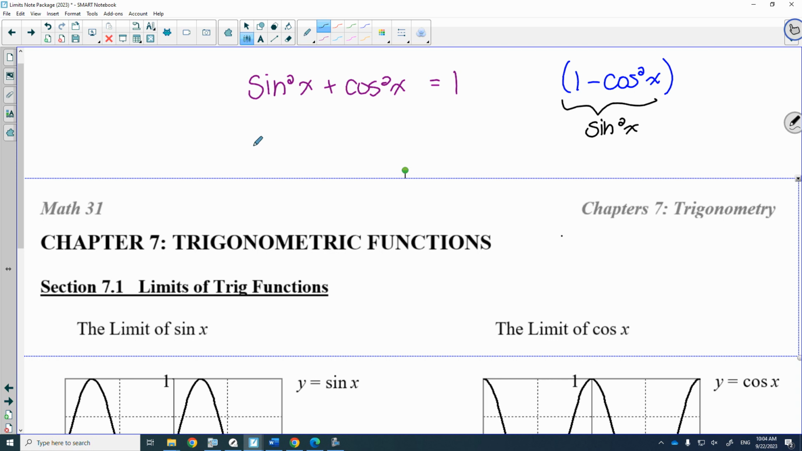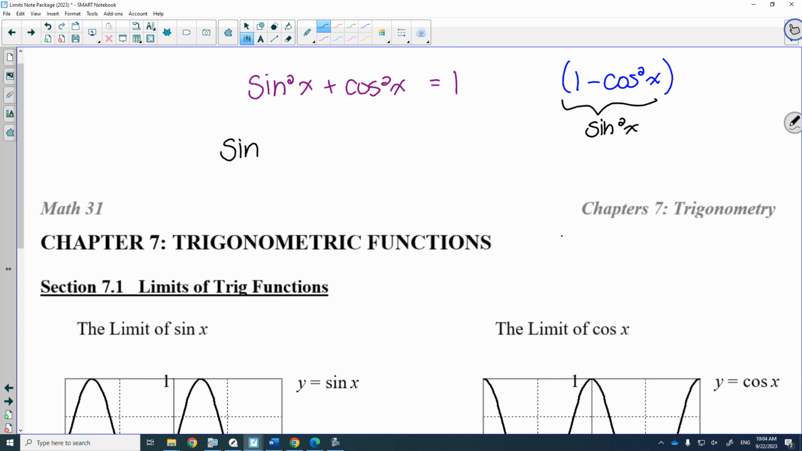The other identity that you need to know is the double angle identity for sine. Remember, when we have an angle or argument that's been doubled, that would be a double angle. So sine of 2x is equal to 2 sine of x cos of x. We'll encounter this in our note package and in the homework as well.